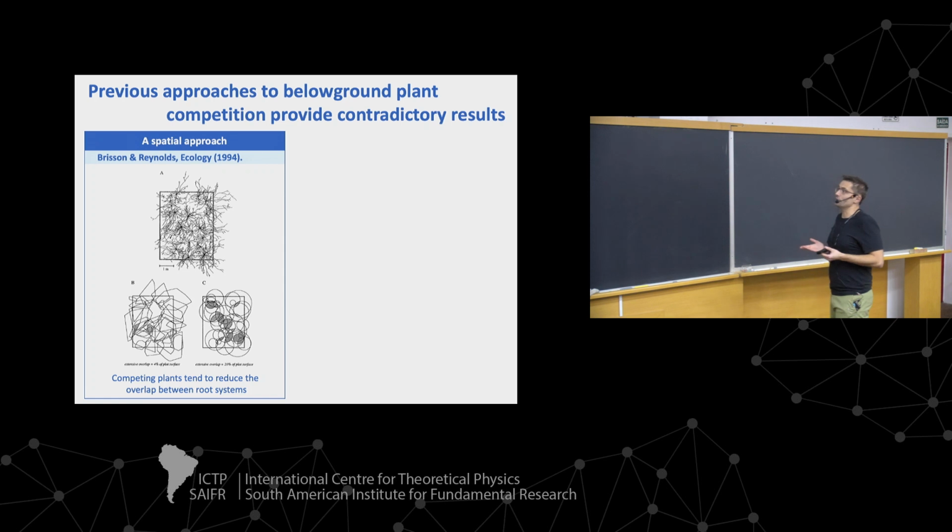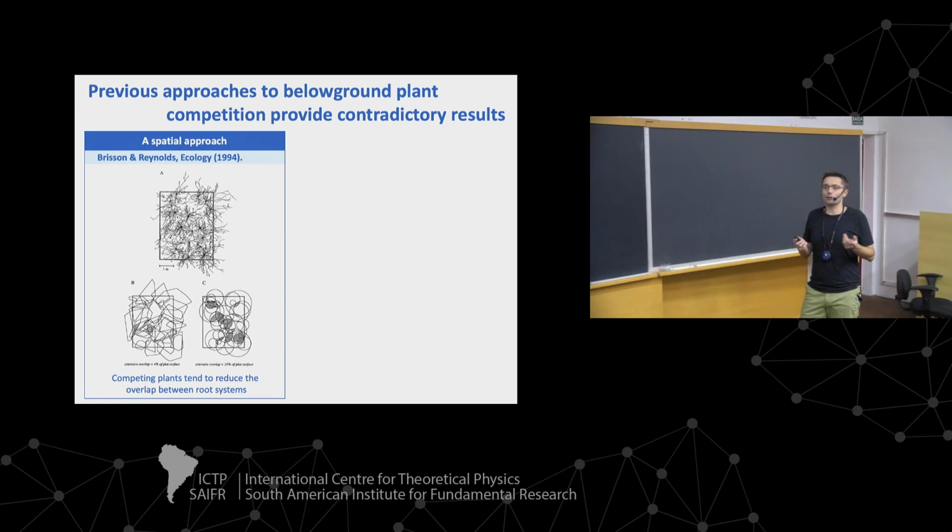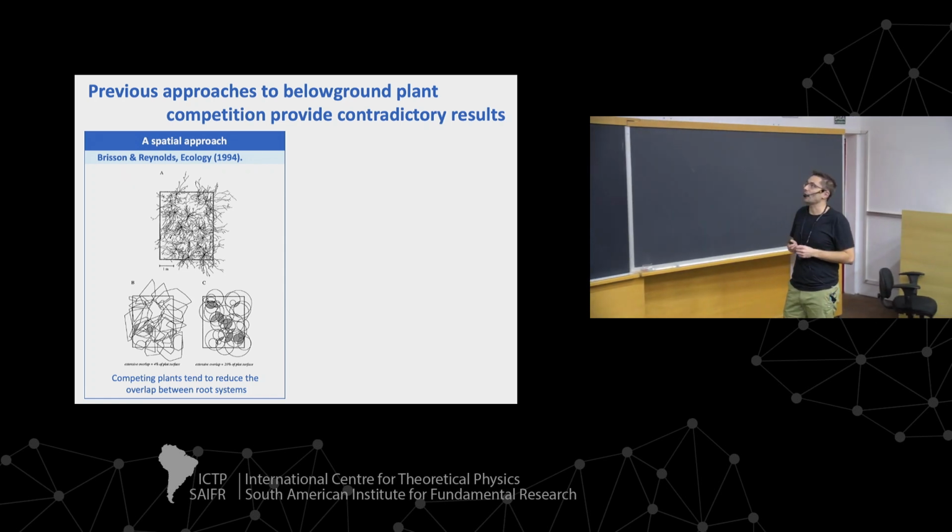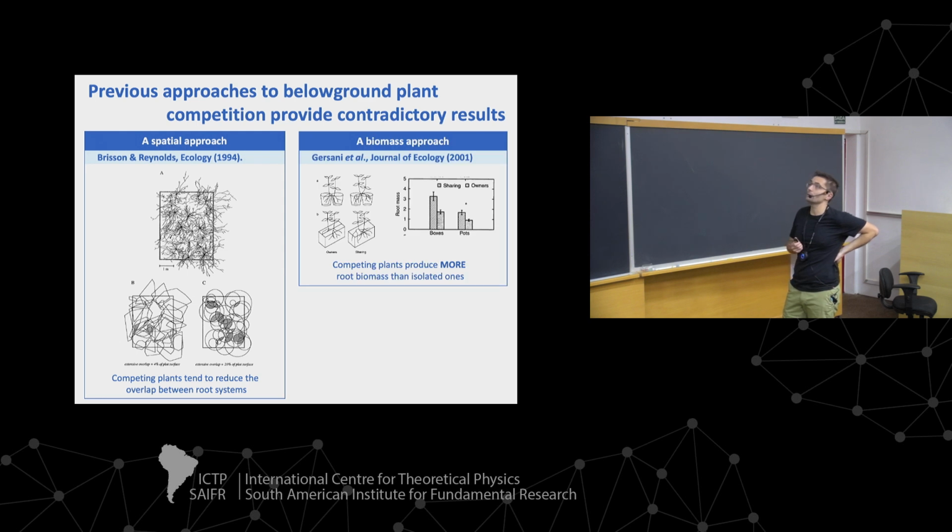This is nice. We know that they try to avoid each other. Makes sense. If we are competing for resources, I better not go into a fight with you and just keep my stuff safe. But there is then a whole set of experiments that I found really, really cool, and is what I like to call the biomass approach, in which people were not looking at the space at all. They were just looking at biomass allocation. So how much biomass do I produce as a plant when I grow alone and when I grow with a neighbor?